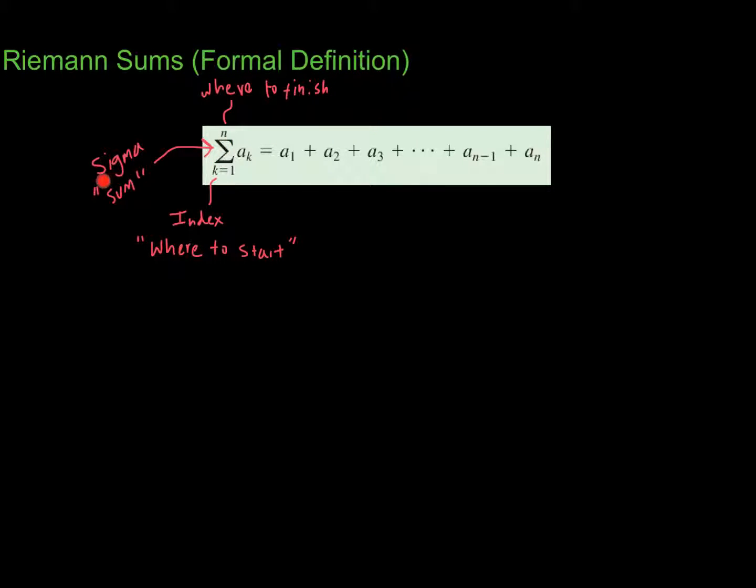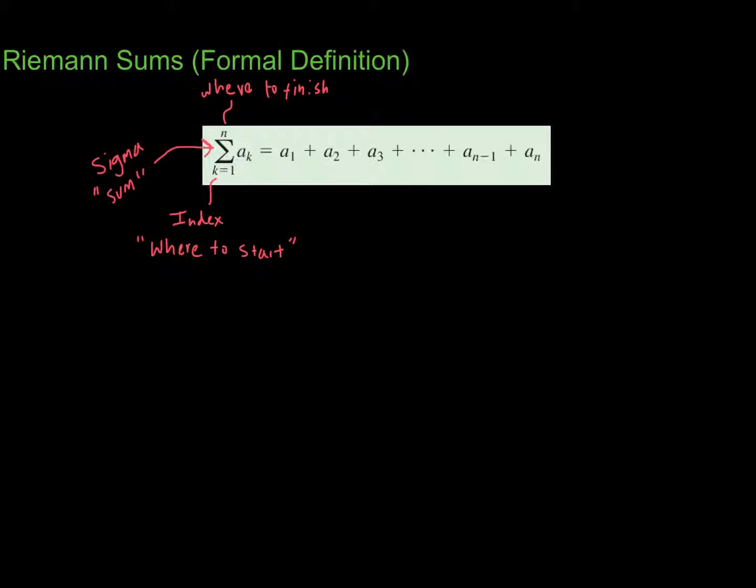This is the Greek letter sigma. It corresponds to the letter S, and that's why we use it to represent a sum. The k equals 1 here, this refers to the index. It doesn't matter what the variable k is. It could be anything we choose. It just tells us where to start. So in our expression, there will be this variable k, and we'll start, in this case, when k equals 1. And the number at the top of the sigma tells us where to finish.